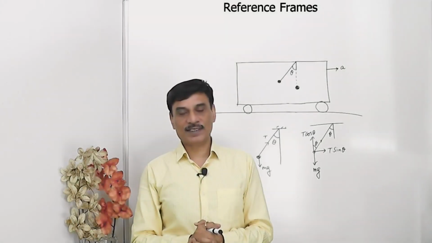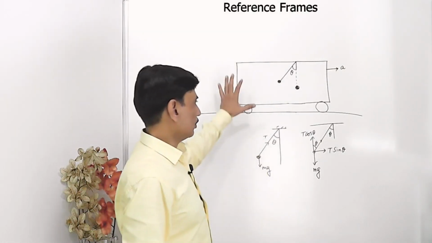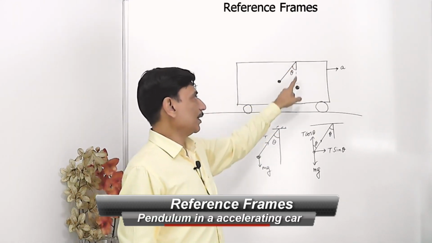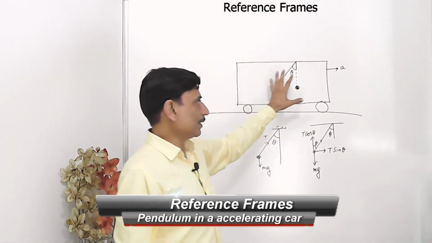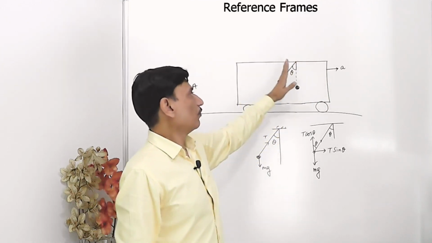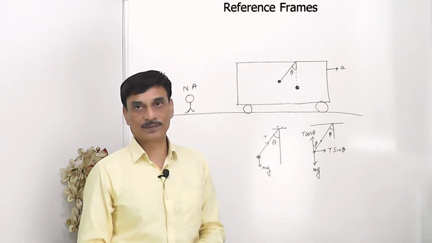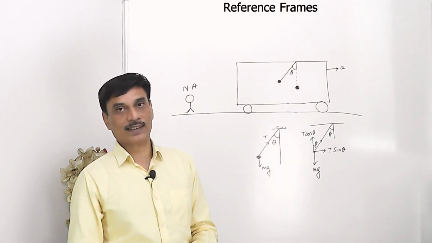Let's take a simple example where there is a car which is accelerating in this direction, and there is a pendulum which was hanging vertically earlier, but as the car accelerates, it deflects from its vertical position and makes an angle theta with the vertical. We have to find what this angle theta is.